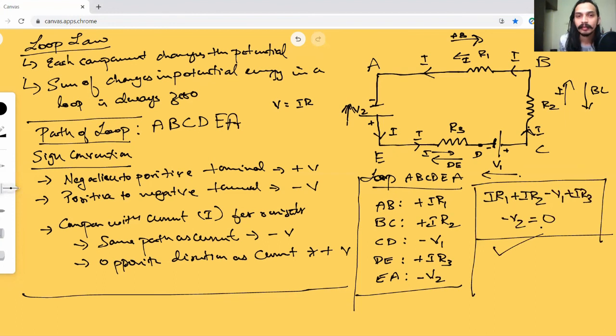Just to recap, there are 4 major sign conventions here, 2 for your battery and 2 for your resistances. In which direction your loop is going is for the battery. And again, compare your loop to your current flow for your resistances.